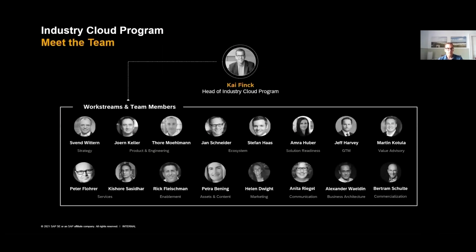All this, of course, requires a team. And I'm really delighted to lead this team, and I'm bringing up this team to also show you how comprehensive we are doing this. So these people are the top people from their various lines of business. So really starting with strategy, product and engineering, where we have really Jörn, supported by Tore, that is driving the overall industry cloud execution in development.